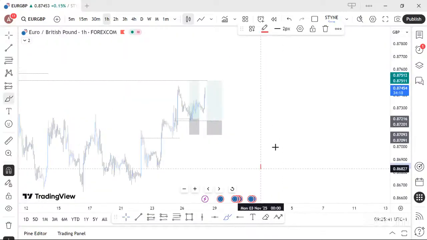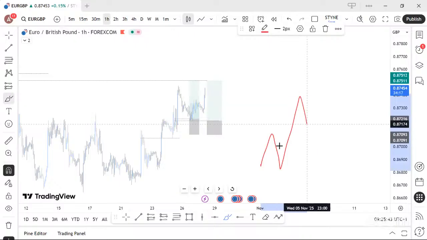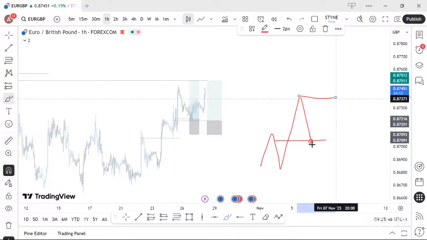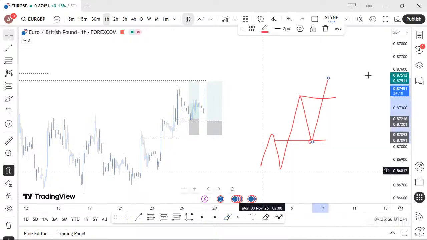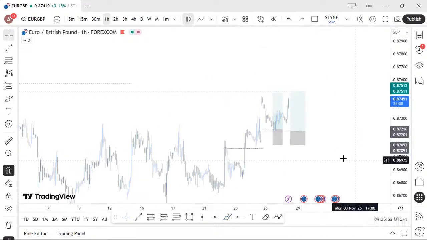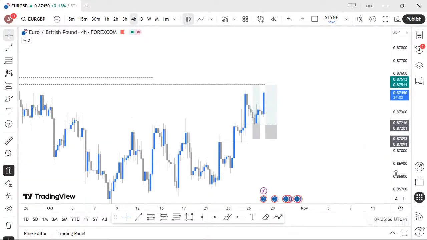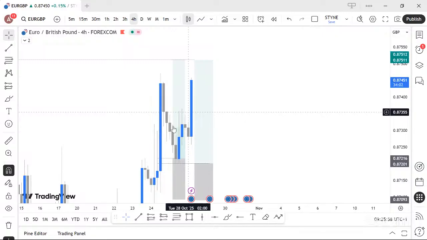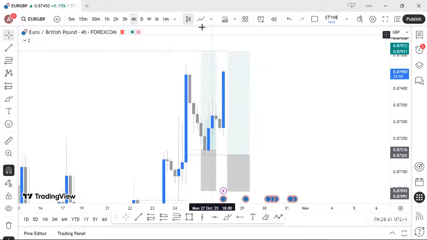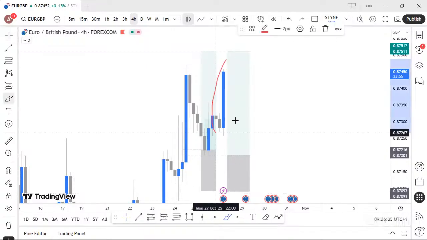Okay, if we have something like this, and then price comes here to start the story from here, it's going to come here to finish the story. So that's what is happening for Euro GBP. Okay, let me see something on the 4 hours. Okay, the 4 hours is giving a fully bullish engulfing at this point. Can you see this fully bullish engulfing formation that is currently happening like this?